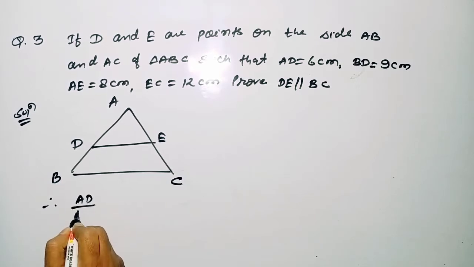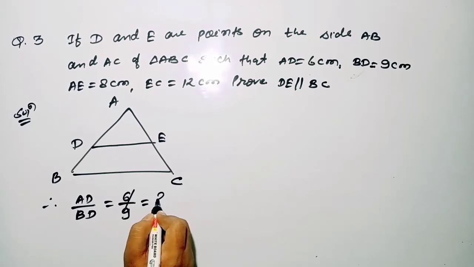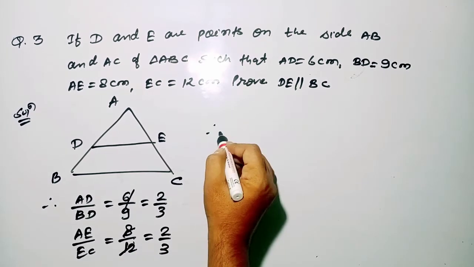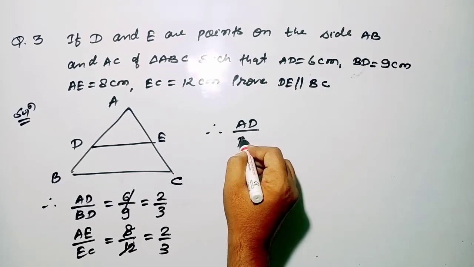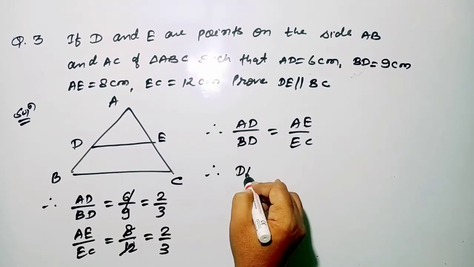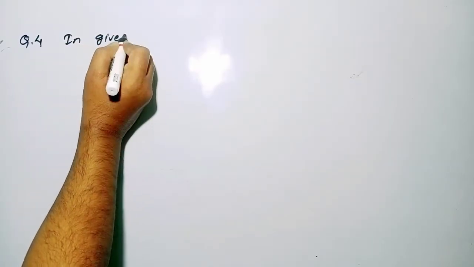Now AD upon BD is equal to 6 by 9, so it gives 2 by 3, and AE upon EC is equal to 8 by 12, it also gives 2 by 3. So as per the fundamental theorem of proportionality, AD upon BD is equal to AE upon EC. It means, students, DE is parallel to BC. Hence completing the proof, DE is parallel to BC. Okay, moving to the next question.